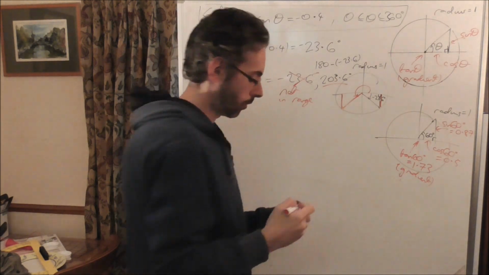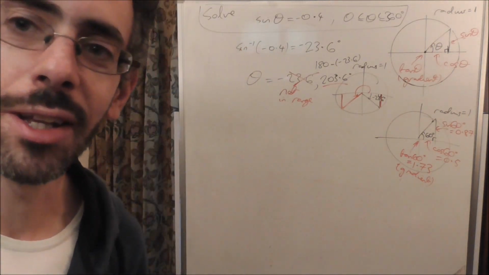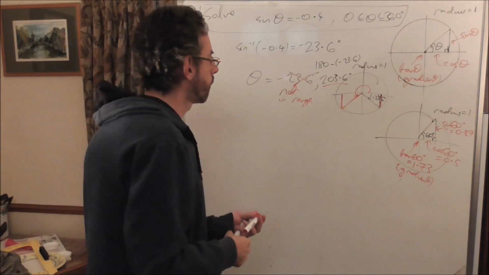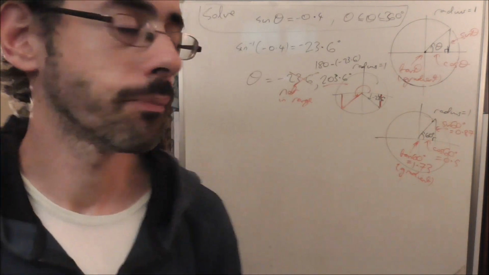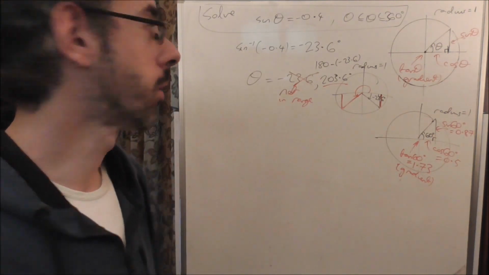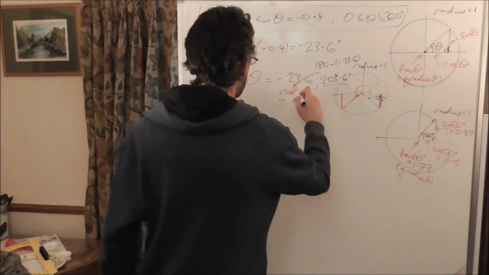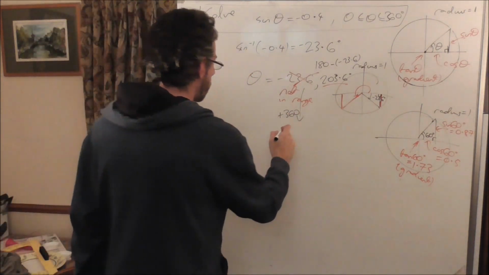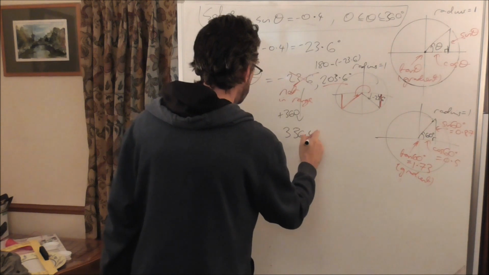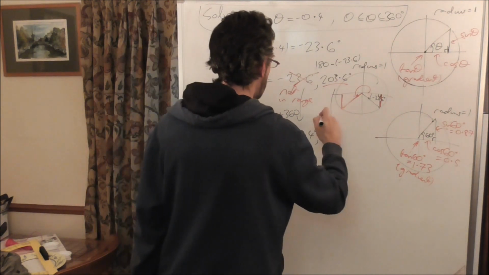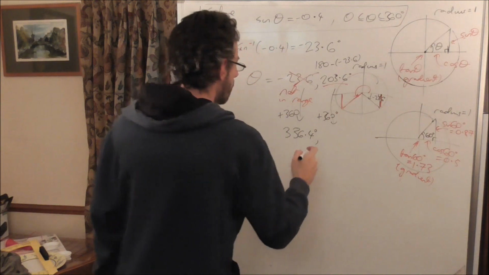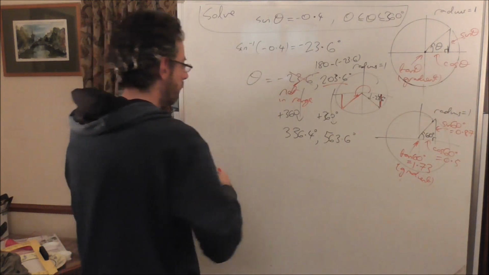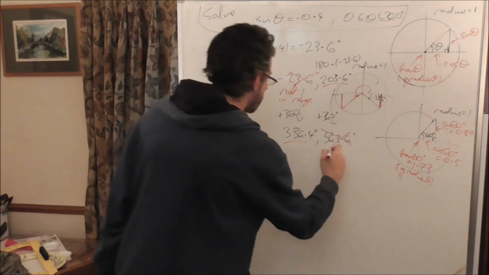So for sine, you can always subtract the first angle from 180 to get the second angle, even if the first angle is negative. Now, is that it? Or are there other solutions? Well, actually, there are other solutions, because you could add 360 to this angle, and this will give you an angle in range. So if you add 360 to that, you get 336.4, which is in range, and you could add 360 to that one, and you'd get, oh, that would be too big, you get 563.6. So this is in range, but this is not in range.